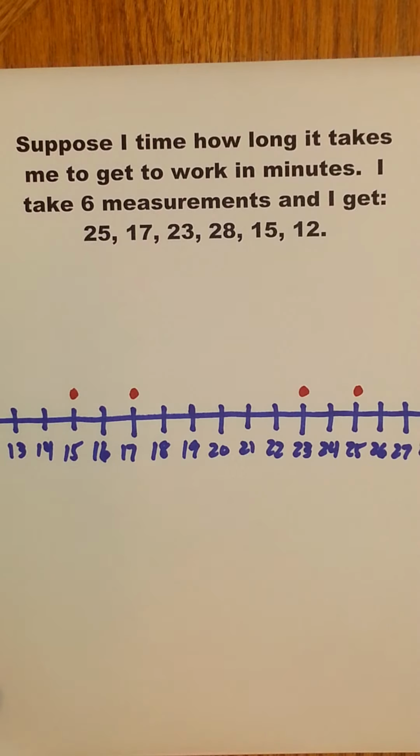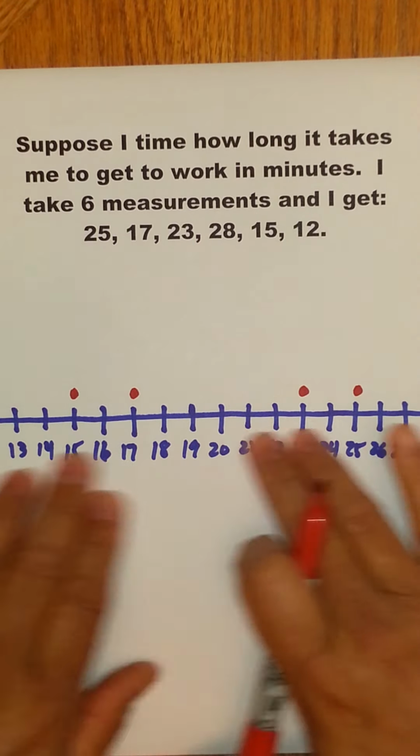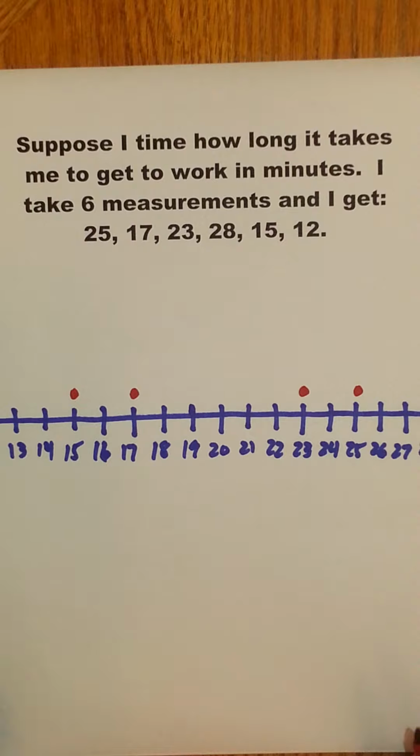So what we're going to do is look at an example. Here in this example I'm looking at how long it takes me to get to work in minutes. I time myself, I take 6 measurements, and these are the minutes that I get. And I've put them on a number line so you can kind of see them. But if I have to find the mean, then the first step is to go ahead and find the average.